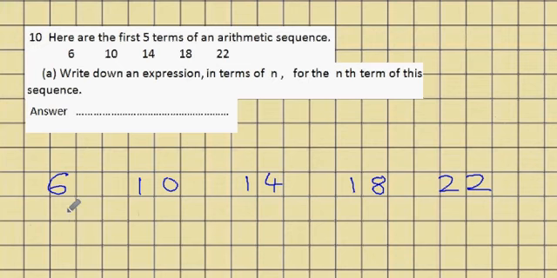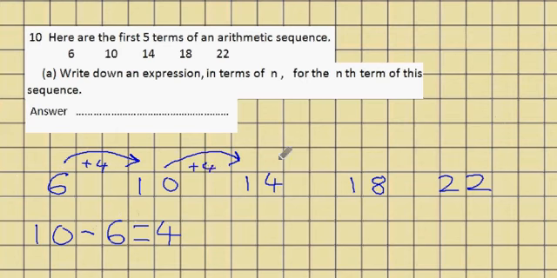To do that, the easiest way will be to subtract the first term from the second term. The second term is 10. The first term is 6. We find the difference by doing 10 minus 6, and that gives us 4. And we can see that from 6 to 10, you add 4, 10 to 14, same thing, plus 4, and this works for all of them. You keep adding 4 to get to the next term.